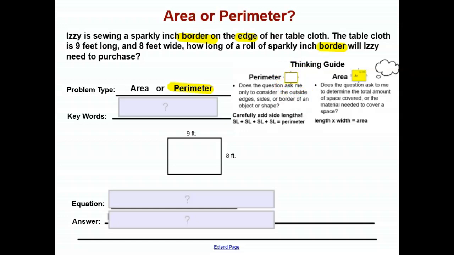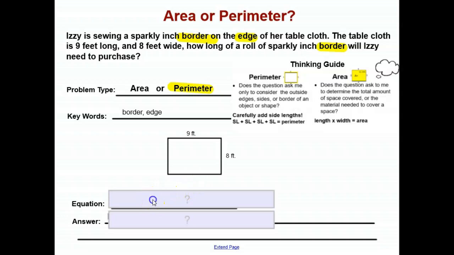Fantastic. Well, I highlighted the keywords that helped me with that. The keywords were border and edge because I know that that's referring just to the outside of the shape, or the perimeter. Awesome. So here's her tablecloth and I know that I need to find the perimeter. So to find the perimeter, I have to add each side length. Please draw the tablecloth and find the perimeter by carefully adding each side length using what you know about multiple add-ins from our review lesson.